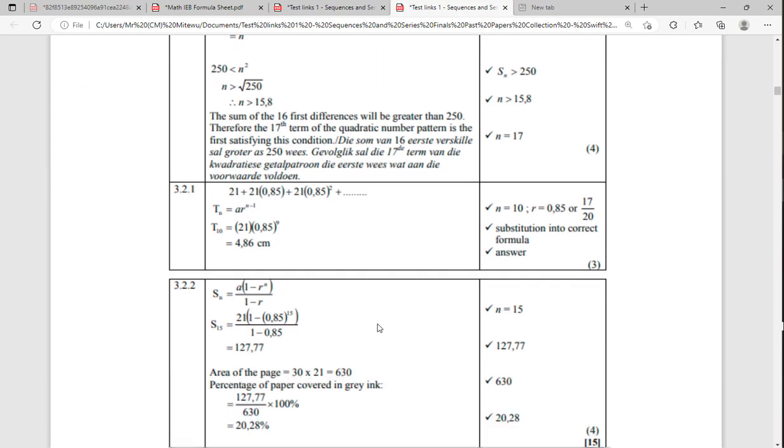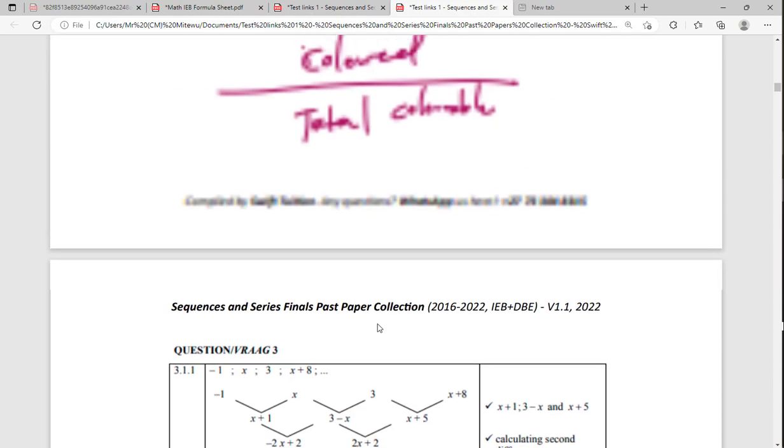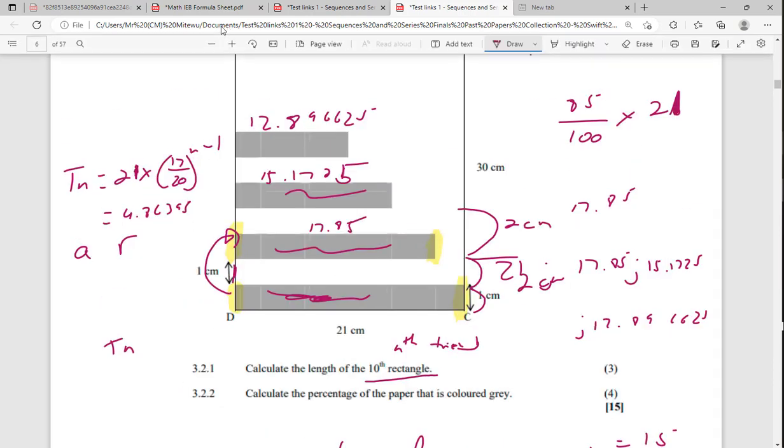You can do that on your own and finish that up, but I'll pull up the memo so that you can have a look and see where it comes from. There's the 15 that I spoke about, and we've plugged it into our equation. We get an answer of 127 over 77. So total colored over total colorable, and you multiply that by 100% because we want this in terms of a percentage, and you get an answer of 20.28%, and that's your final answer.